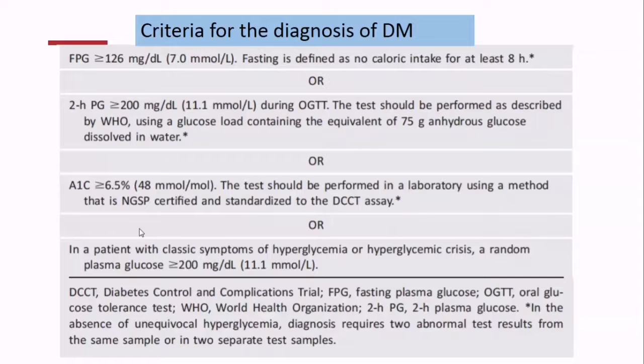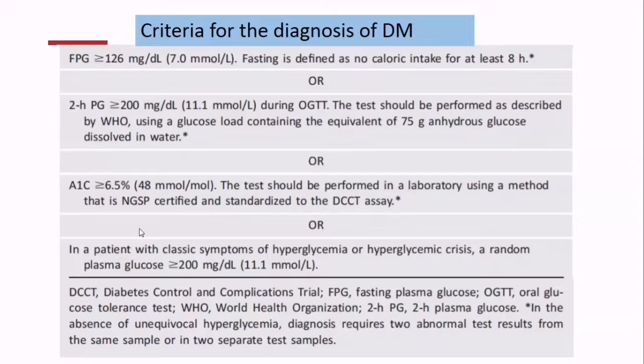So what is the postprandial criterion? That is 2-hour postprandial glucose more than 200 milligrams per deciliter, that is 11.1 millimoles per liter, during OGTT, that is oral glucose tolerance test.